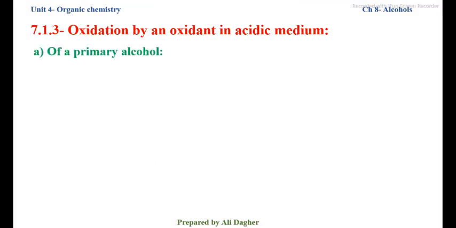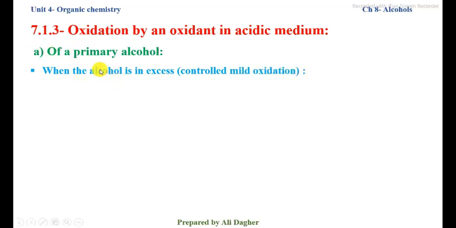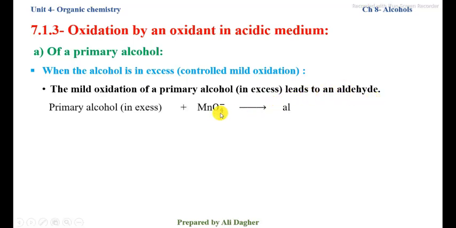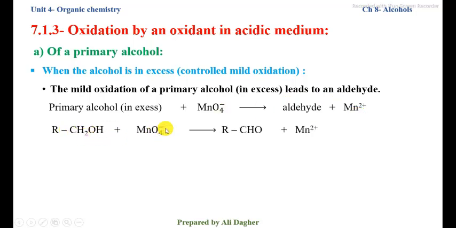Now, oxidation of primary alcohol. As we know, for primary alcohol, we have two cases. If the alcohol is in excess, controlled mild oxidation. The second case, when the oxidant is in excess. The mild oxidation of primary alcohol in excess leads to an aldehyde. Primary alcohol in excess plus, for example, MnO4-, gives aldehyde and Mn2+. RCH2OH plus MnO4- give RCHO, C double bond O single bond H, aldehyde, plus Mn2+.